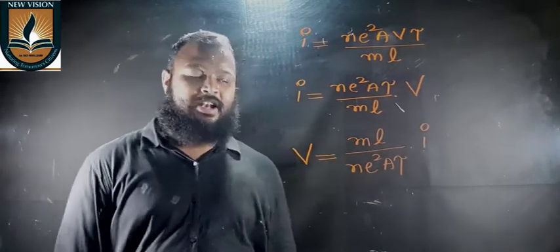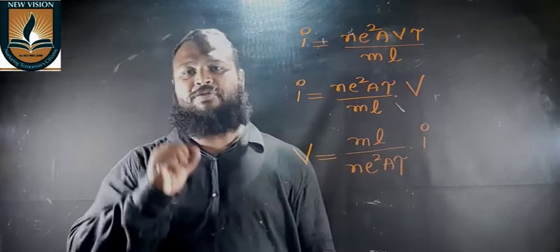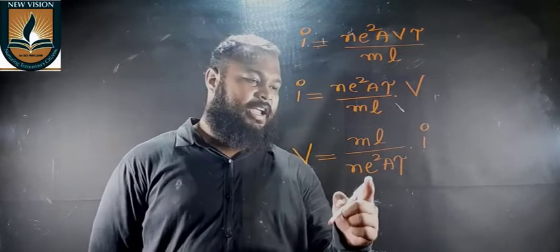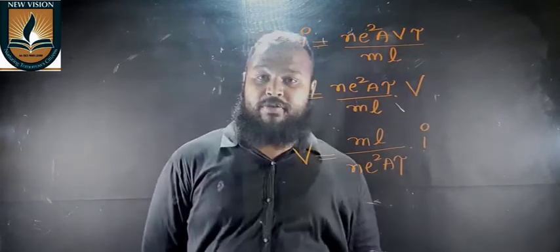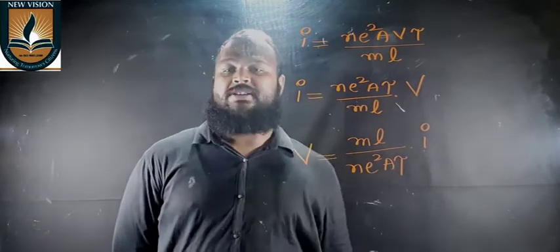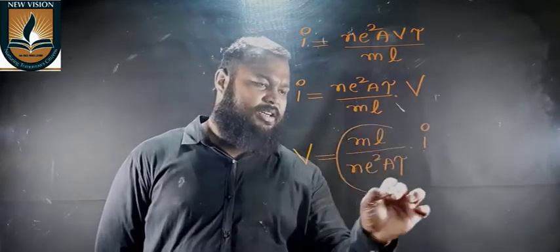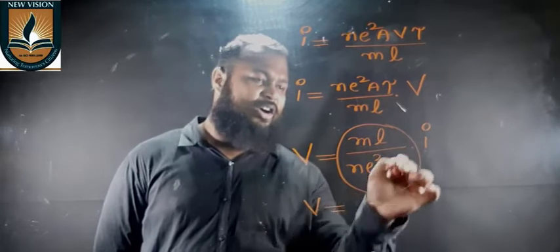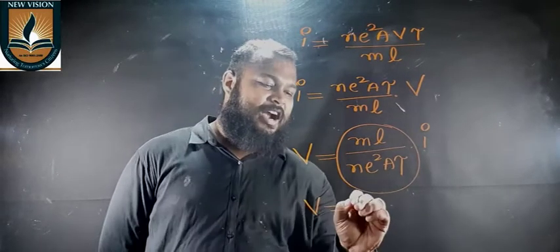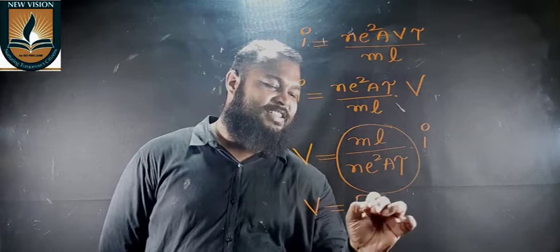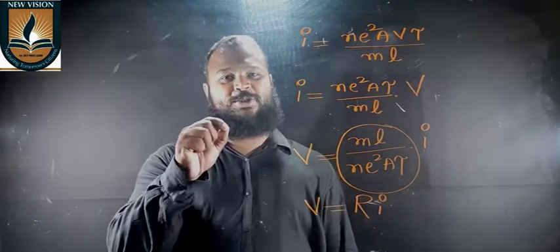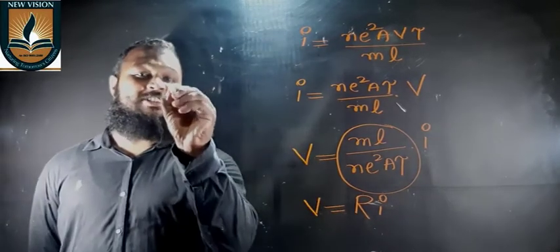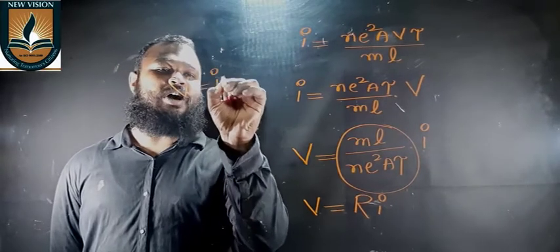Now look at this equation clearly. What is m? Mass of the electron. L, length of the conductor. n, electron density. e, charge of the electron. A, area of cross section of the conductor. Tau is the relaxation time. All these terms depend on the conductor. So we can consider all these terms as a single constant, and that single constant is called capital R, the resistance of the conductor. So V = RI, or in other way written, V = IR.